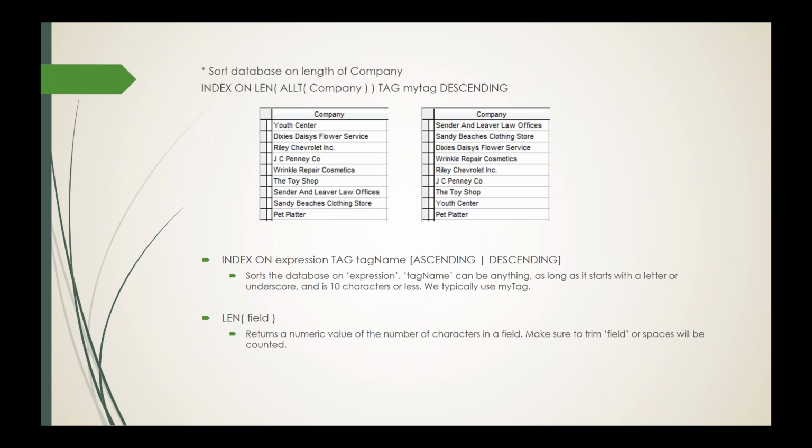We're going to sort it in descending order, so we want the largest value on top going down to the smallest value at the bottom. And so there you can see what the result of this command is. We've got the largest company name at the top going on down to the smallest company name at the bottom.